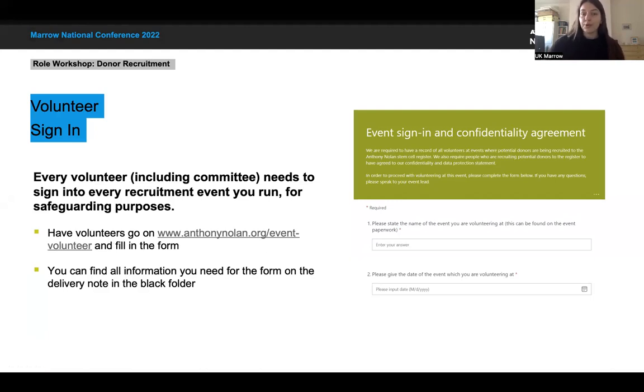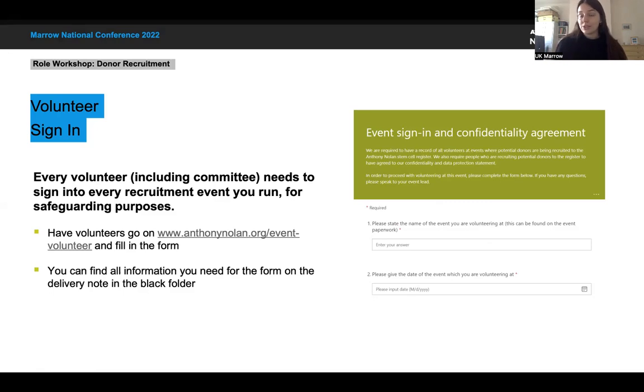If you get it up on your phone, it should open up this Microsoft form and you fill that in just to say you've arrived at the event. This needs to be done by both volunteers, committee, and Anthony Nolan staff members. Everybody needs to fill this form in, so please make sure that you ask about this form as soon as you get there. And all the information that you need to input into this form can also be found in the black folder. So things like the actual event name or event ID should all be written down somewhere in the black folder, and you can just copy that information over.